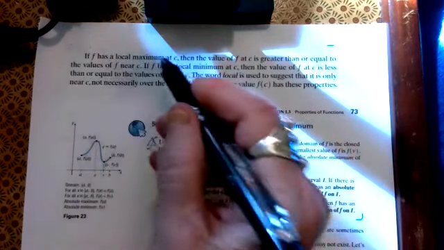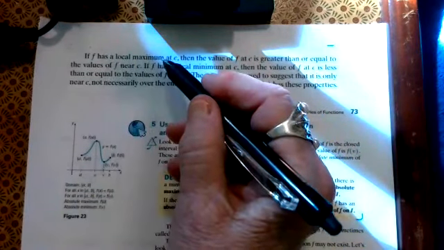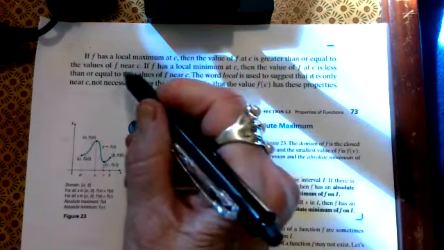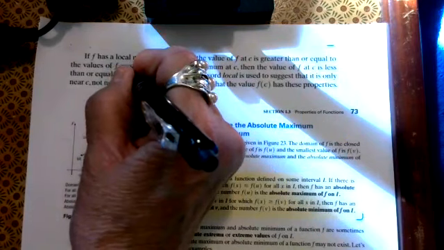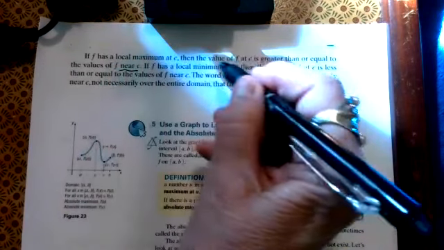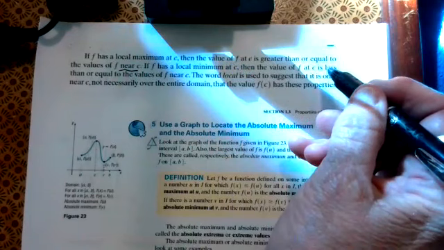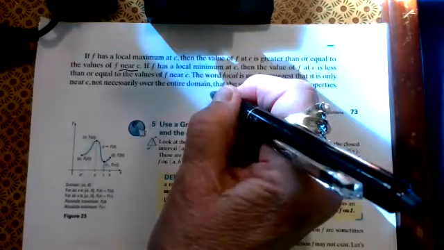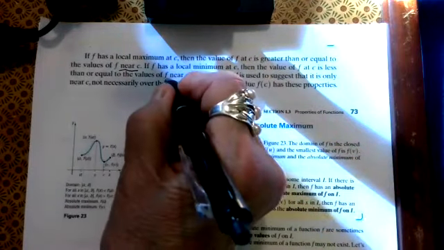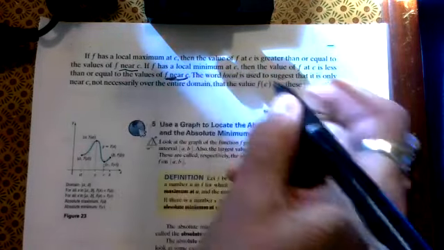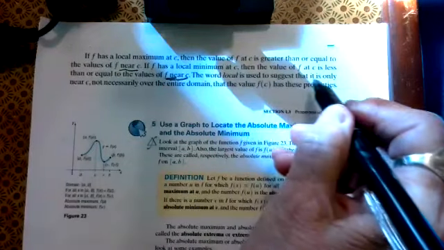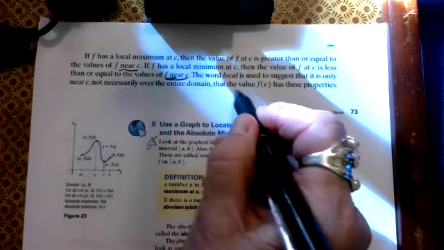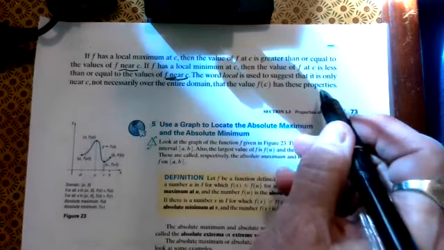Okay, so here is some more stuff to read. If f has a local maximum at C, then the value of f at C is greater than or equal to the values of f near C. If f has a local minimum at C, then the value of f at C is less than or equal to the value of f near C. Notice they say near C. The word local is used to suggest that it is only near C, not necessarily over the entire domain, that the value f of C has these properties.